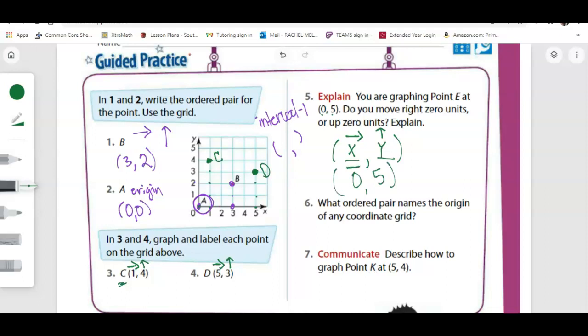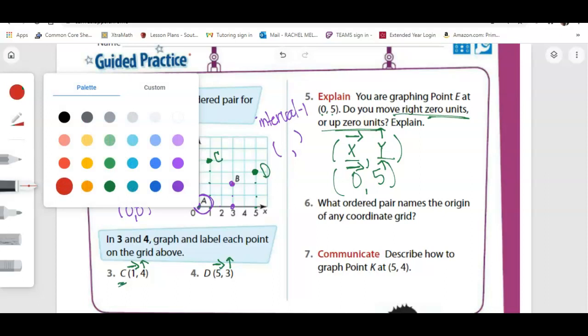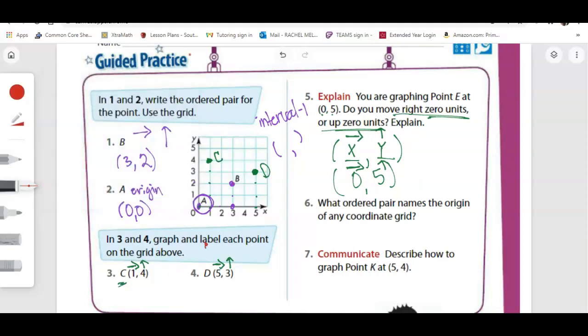If I place my arrows here, it's asking, do I move 0 units to the right or do I move up 0 units? Because the x-coordinate is first, that means I do not move on the x-axis. When I see a 0 like that, I don't move over. Instead of moving on the x-axis, I don't move at all. What I want to do is go up 5. So 5 is here. I would put point E right here.